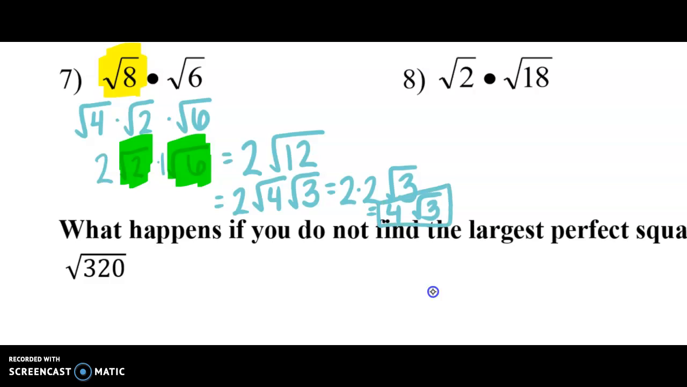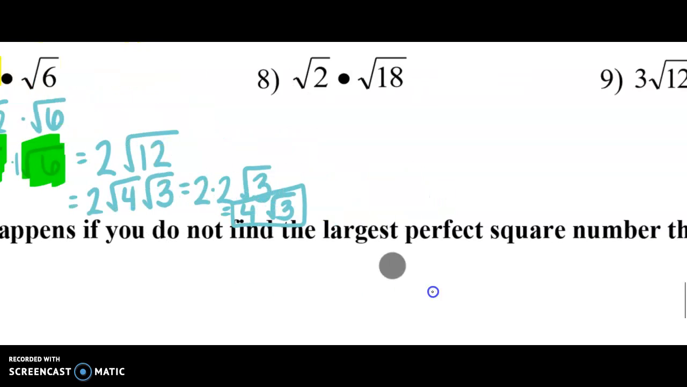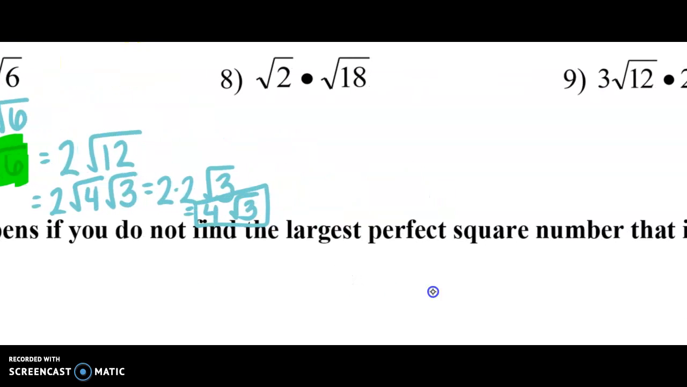Okay? Another way you can do it, and I'm going to do this in number 8, and you can choose which way you like best, is you can multiply them together first and then simplify. It's really up to preference. Sometimes when you multiply them together first and then simplify, the numbers get a little bigger, so it can sometimes be harder to find what the perfect square is. Either way, that was totally fine with me. So let's go ahead and do it this way here. So the square root of 2 times the square root of 18 would be the square root of 36. I'm going to multiply 2 times 18.